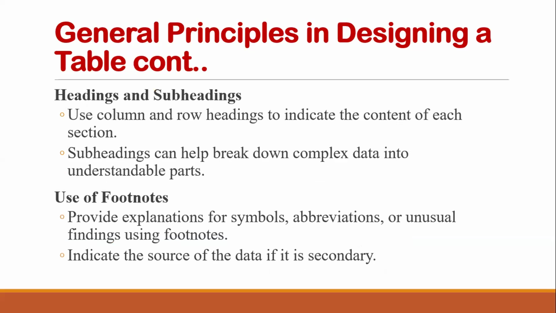Then headings and subheadings. Use columns and rows headings to indicate the content of each section. Subheadings can help break down complex data into understandable parts. Use of footnotes. Provide explanation for symbols, abbreviations, and all unusual findings using footnotes. Indicate the source of data if it is a secondary data in your footnotes.